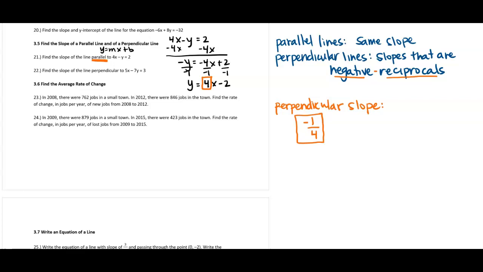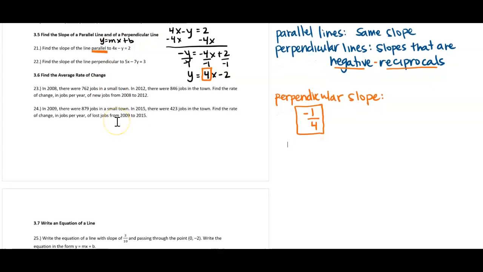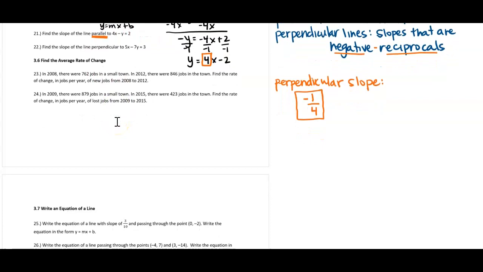Okay. All right, and then what does it mean? So in this next one, it says average rate of change. When it's asking you to find the average rate of change, what is it really asking you? What are we trying to find here? Remember?